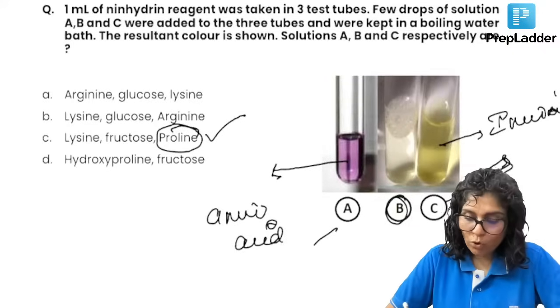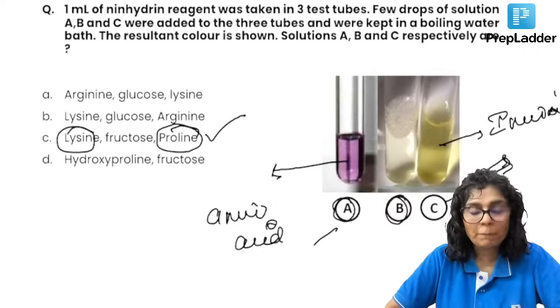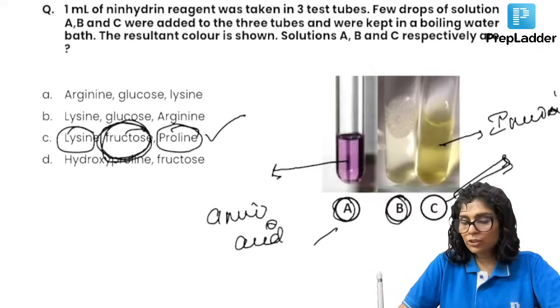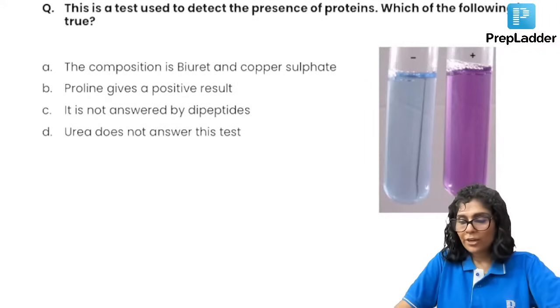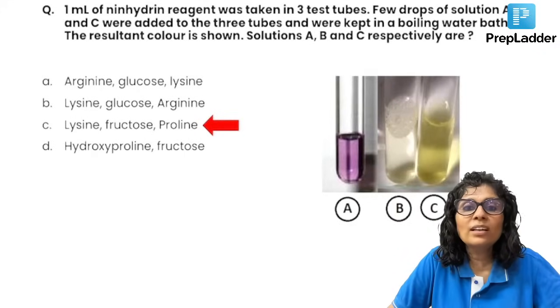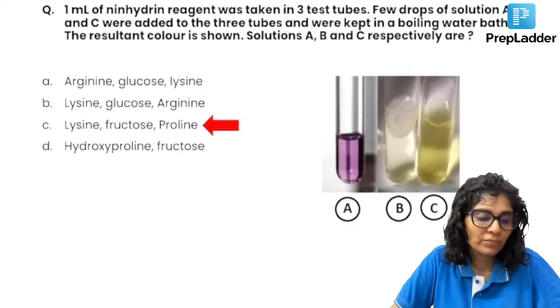And what is A? A has to be an amino acid. Lysine is an amino acid. Fructose does not give any color. So the right answer is choice C. Are you clear? Ninhydrin gives a purple color with amino acid, a yellow color with proline, and no color with carbohydrate. That is the concept here.